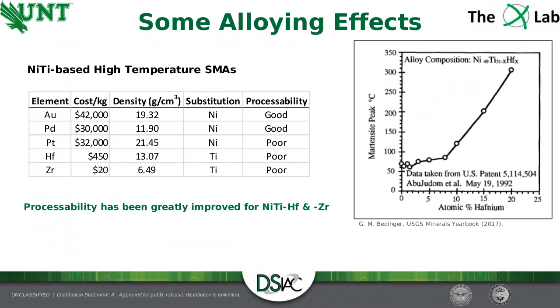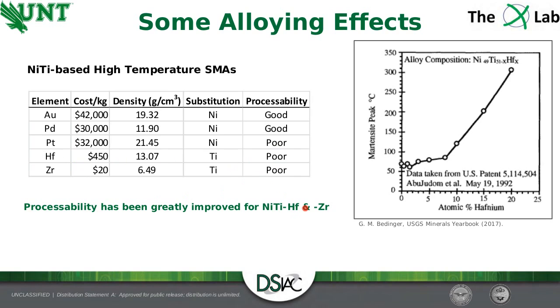If we're looking at these nickel-titanium based high temperature SMAs, one of the things we can look at is alloying effects. In this case, we have gold, palladium, platinum, hafnium, and zirconium. These are the main elements that do that. The first three substitute for nickel, the second two substitute for titanium, and they have their own processing issues. The processability has been greatly improved though. For a long time these were considered not processable, but I'll show today that we figured out how to do that.